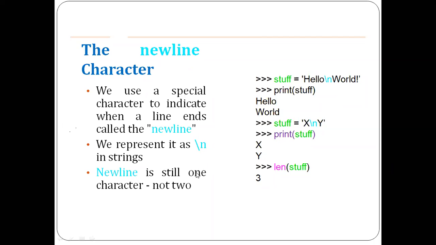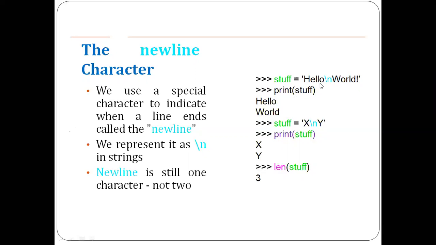Newline is still one character, not two. That is, backslash n together is one character in length, right? So look at this. The string is equal to hello backslash n world, and when you print this, it won't print it as hello backslash n world.